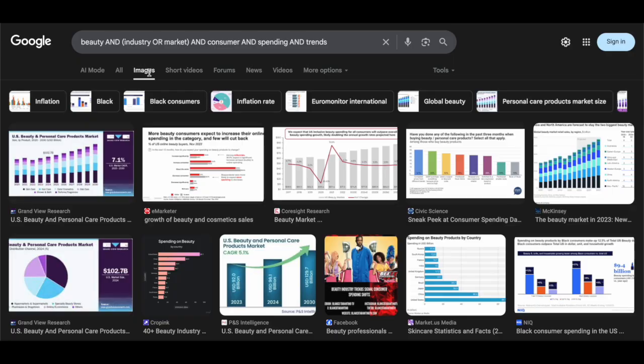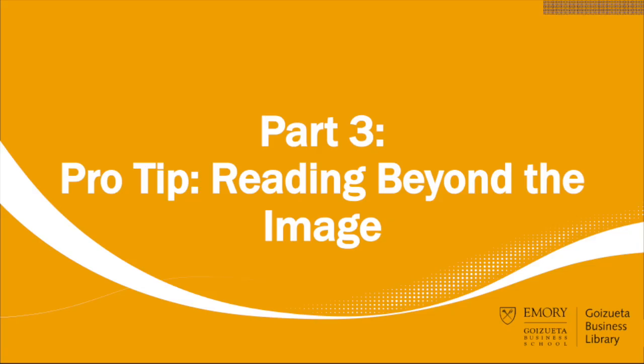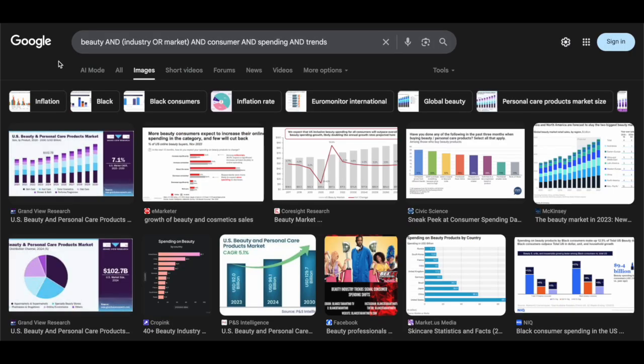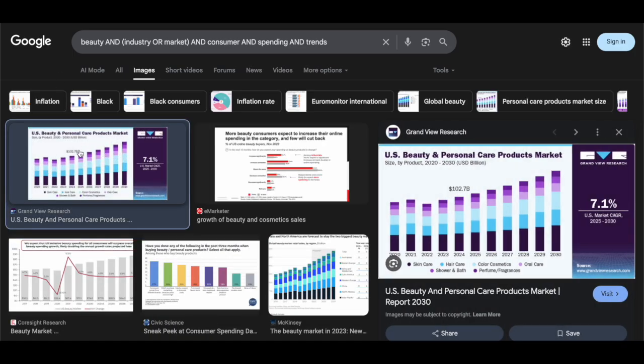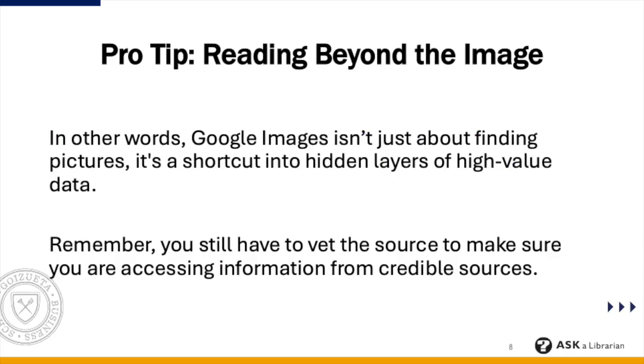in sight. Part 3, Pro Tip, Reading Beyond the Images. Once you find a good chart, click on it. Often, that image is pulled from a market research report, article, or company presentation you wouldn't have found otherwise. In other words, Google Images isn't just about finding pictures, it's a shortcut into hidden layers of high-value data.